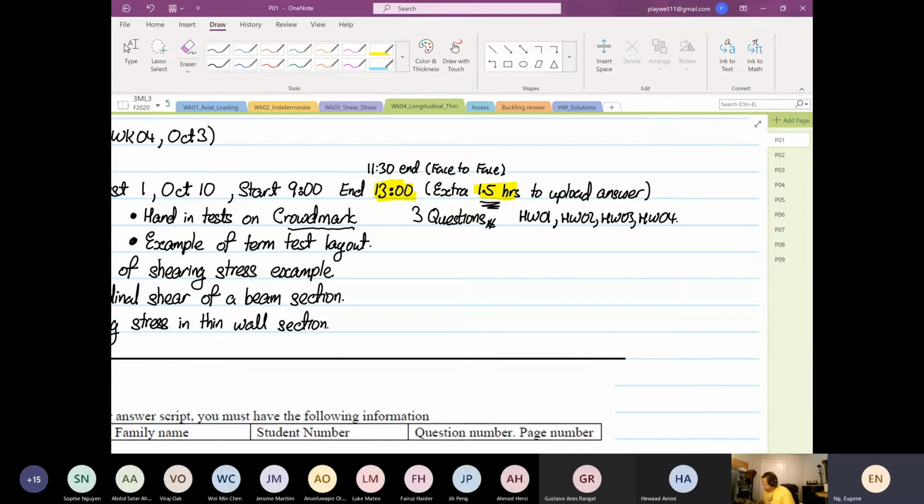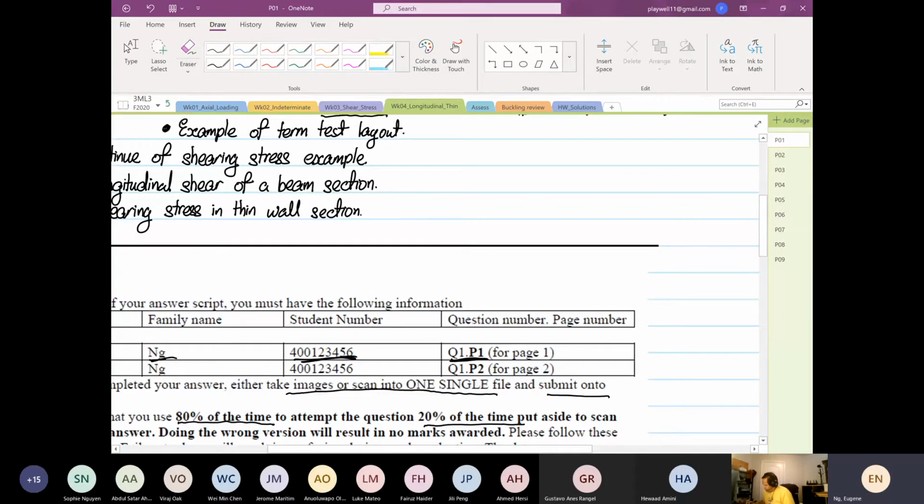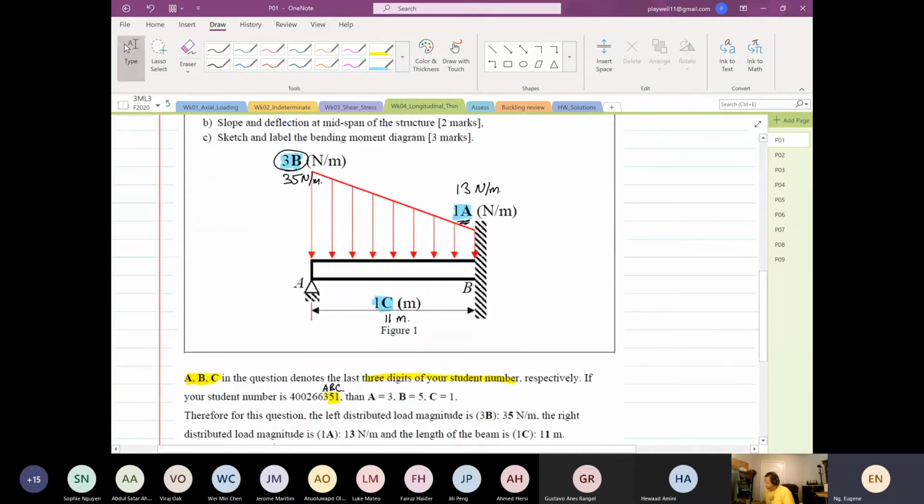So anyone, any question? Is this clear? If you are not clear, I will explain to you. Anyone? Are you okay? Is it clear or no?